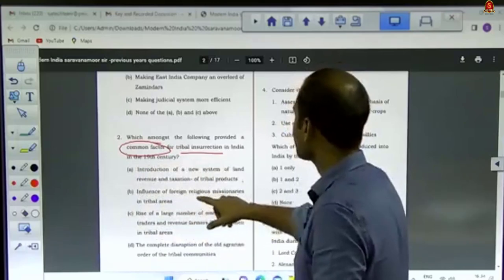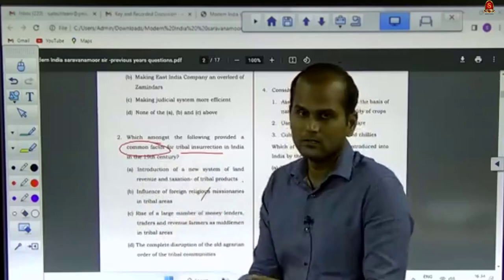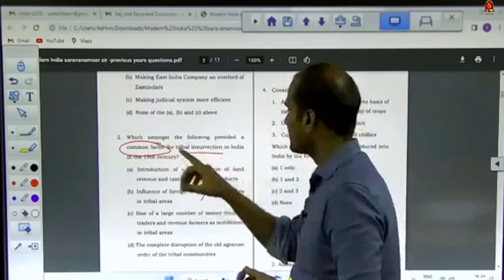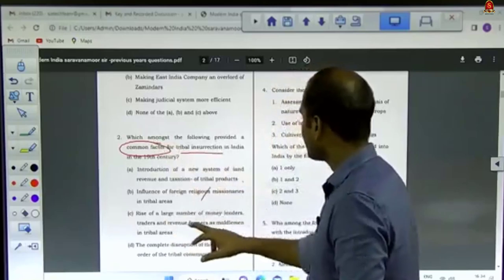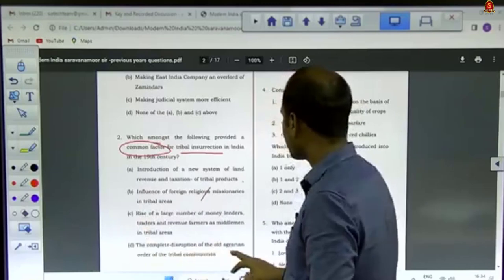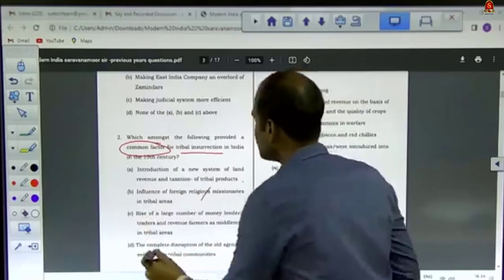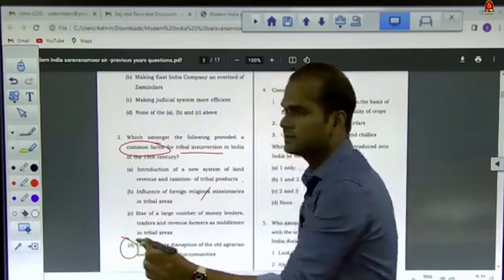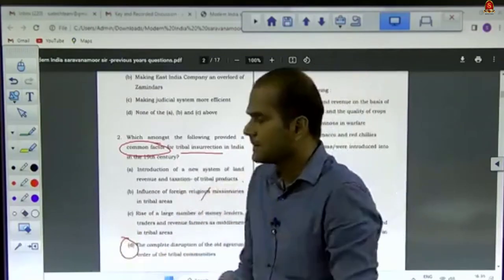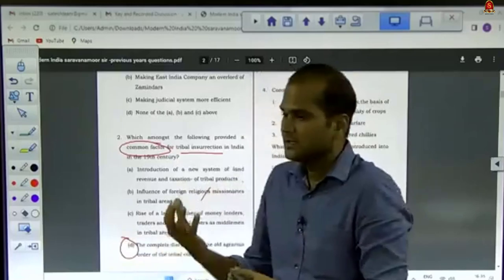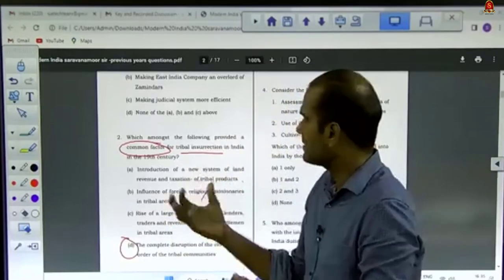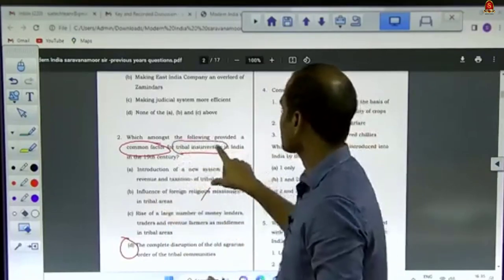Influence of foreign religious missionaries: yes, one or two tribal revolts happened because of that, but it is not the common factor. Rise of a large number of moneylenders, yes, that's also a reason, but not the common one. The correct thing is the complete destruction of the old agrarian order of the tribal community. Almost all were affected. That was the common reason for the majority of the tribal insurrections.